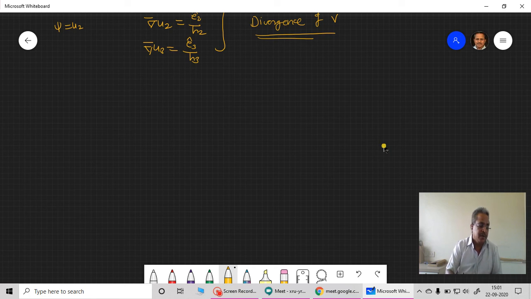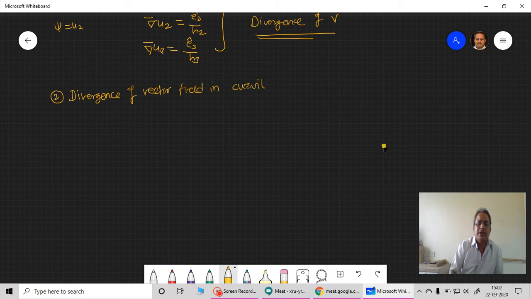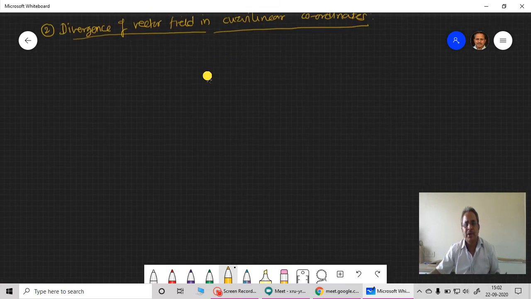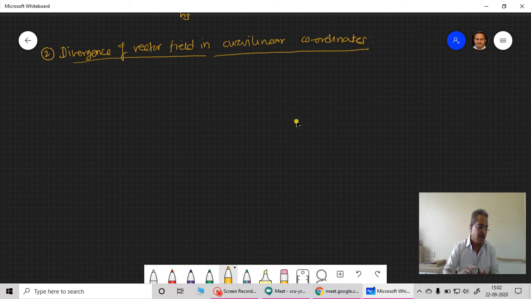Divergence of a vector field. So second derivation, today's derivation, divergence of a vector field or vector point function in curvilinear coordinates. जसं की आपण आता पहिलं डेरिवेशन केलं, exactly on similar lines we are going to derive this divergence of a vector point function in the curvilinear coordinates.